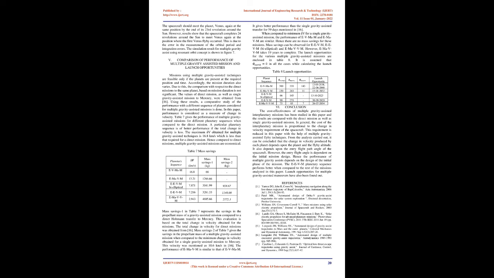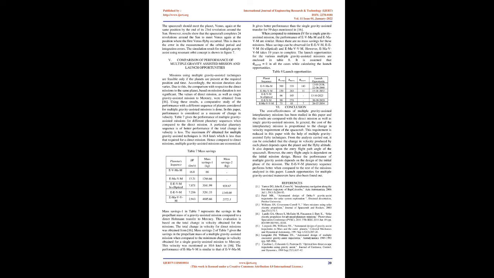The spacecraft should meet the planet Venus again at the same position by the end of its 23rd revolution around the Sun. However, results show that the spacecraft completes 24 revolutions around the Sun to meet Venus again at the position where the first Venus flyby occurred. This is due to the error in the measurement of the orbital period and integration errors. The simulation result for multiple gravity assist using resonant orbit concept is shown in Figure 7.